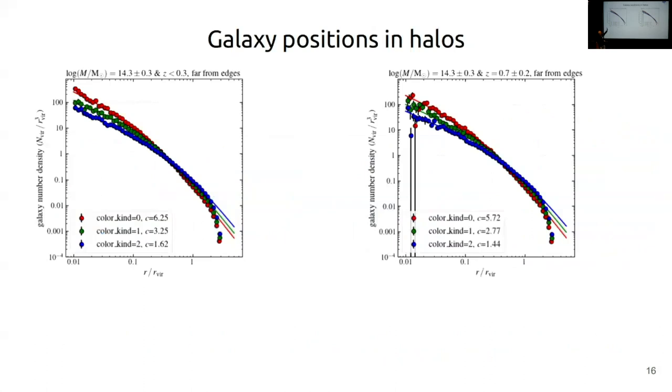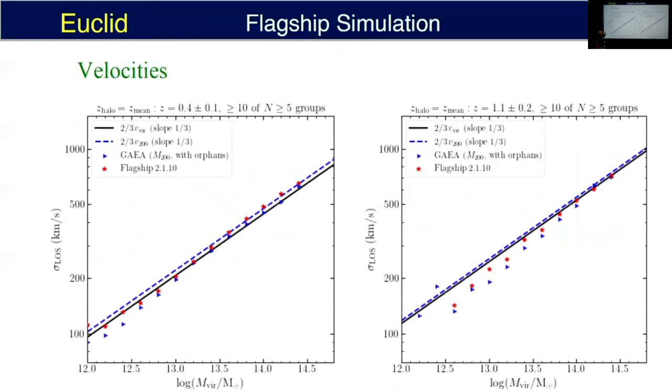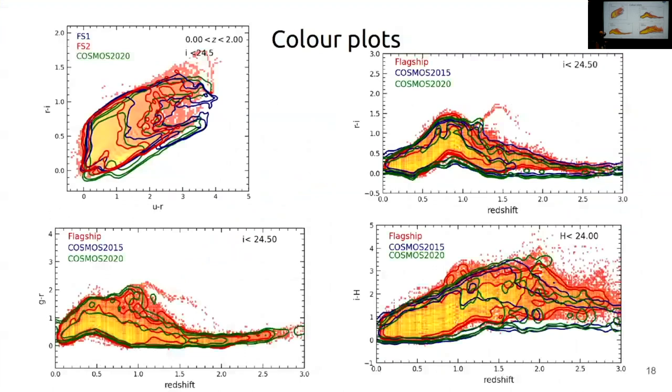We put some color segregation in the distribution of objects. This is the velocities. We have an anisotropic model for the velocities. These are the distributions of some colors as a function of redshift, compared to Cosmos, and they look fairly reasonable. As I said, in the near infrared, we are a little bit too red, too bright, but color diagrams look reasonable.